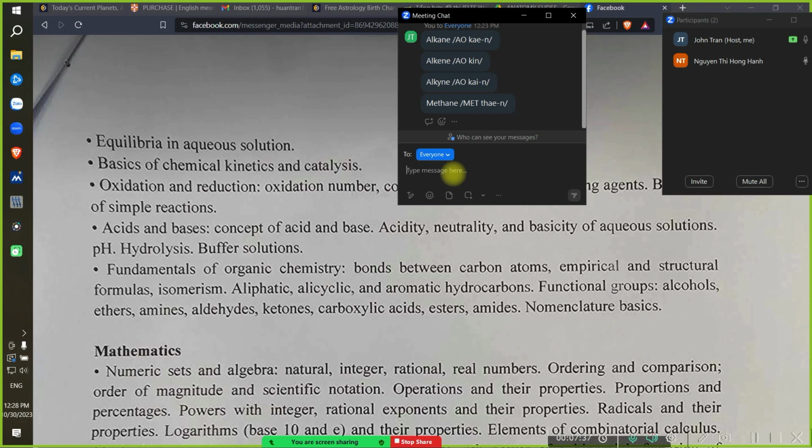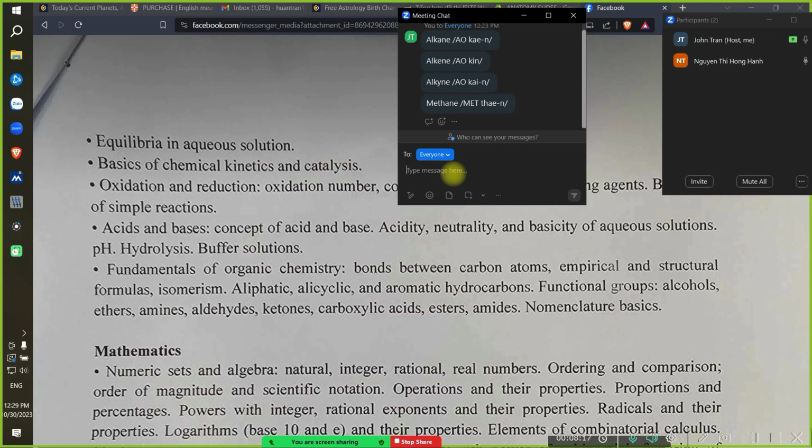Also, the alkane contains just one sigma bond. The alkene contains one sigma and one pi bond. And the triple bond, which is the alkyne, contains one sigma and two pi bonds.